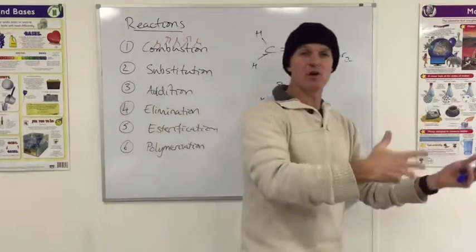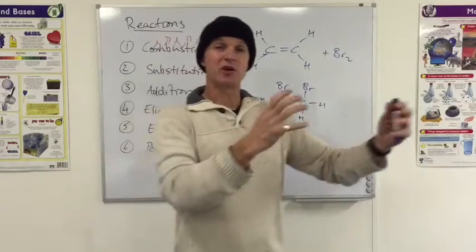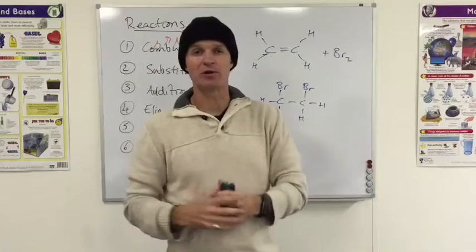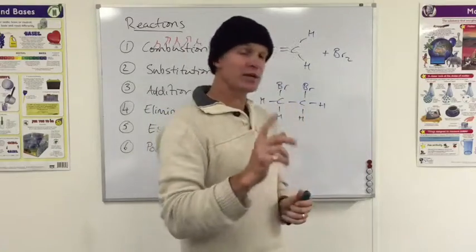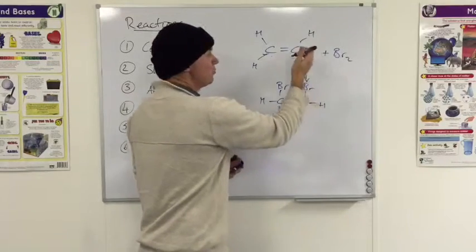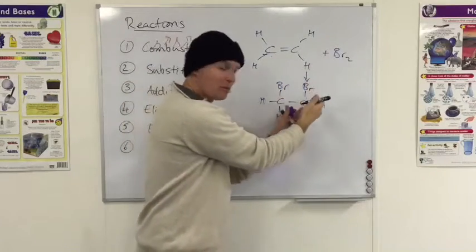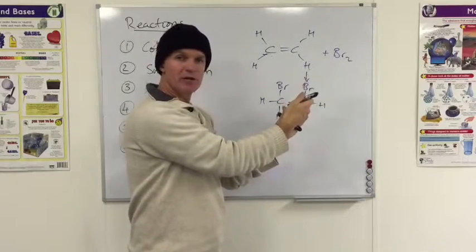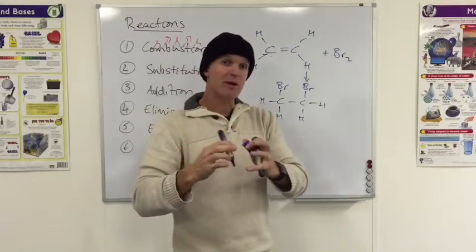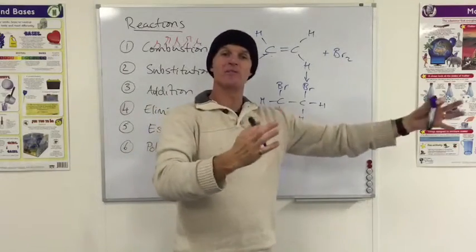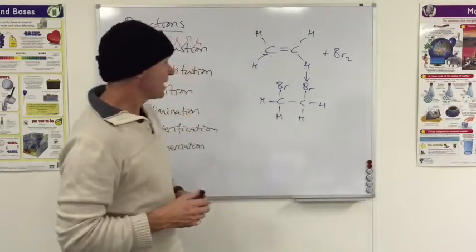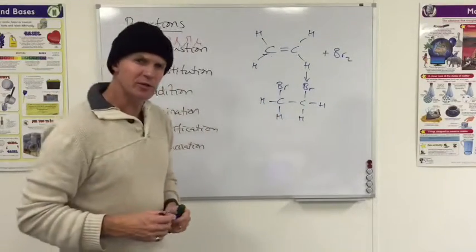Elimination is the exact opposite of it. Instead of adding something in, we're taking something out. And so we'd start more saturated and end up less saturated. So perhaps fully saturated to a double bond somewhere. One little hint, when it's going this way, you're going to start with more reactants becoming combined into fewer products. Elimination is going to end up with fewer reactants, but as you break things apart, you're going to have more products. That's the way that you can identify those two.